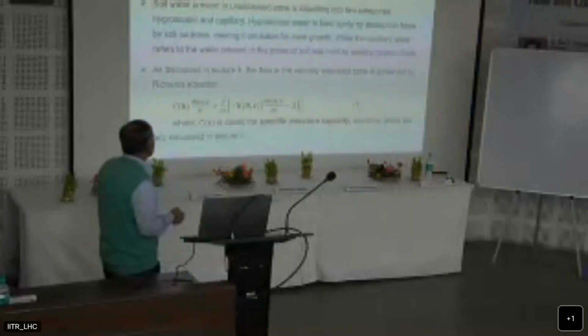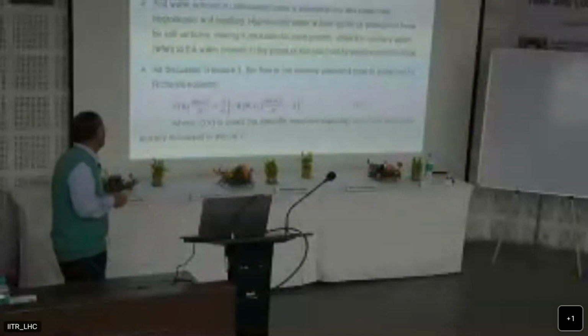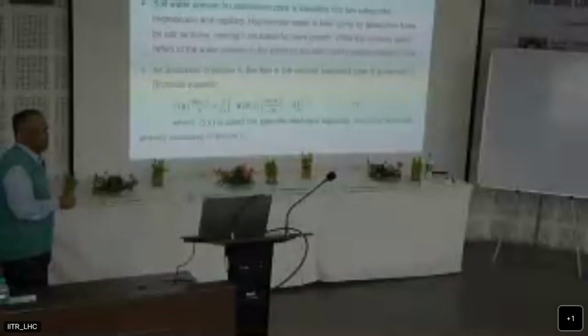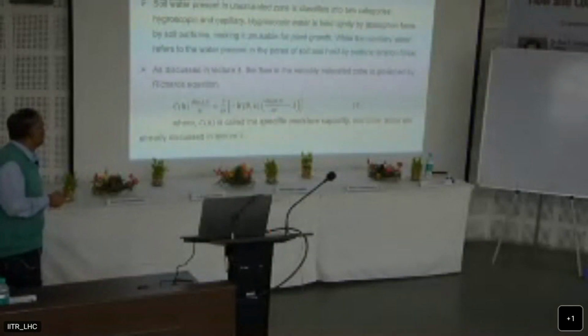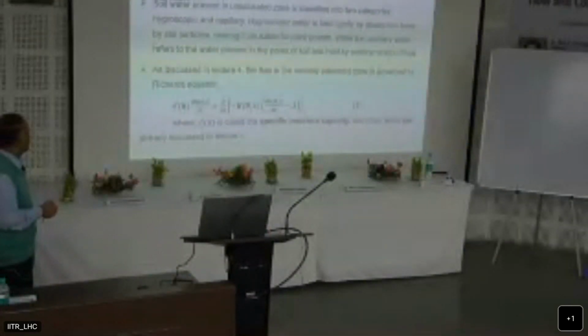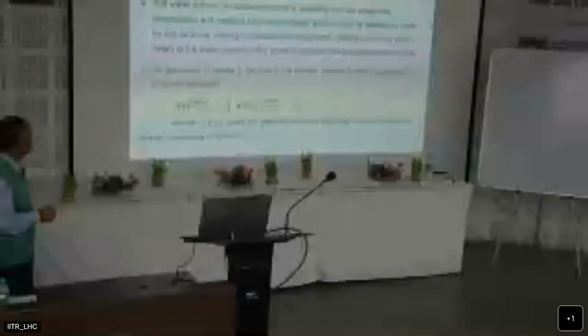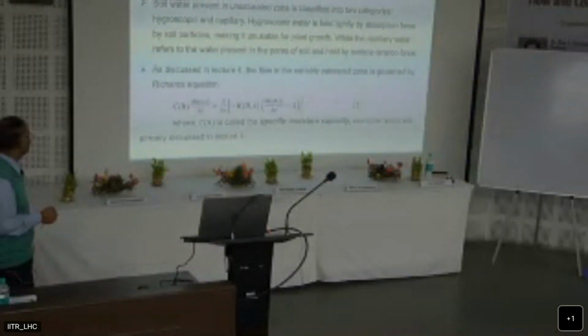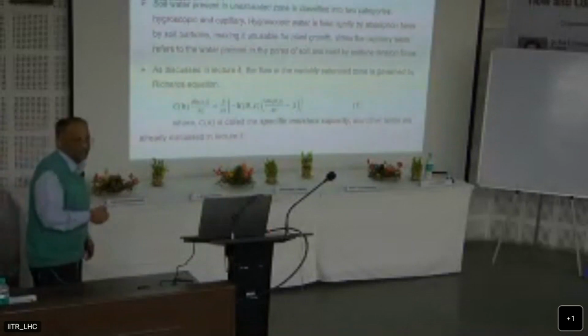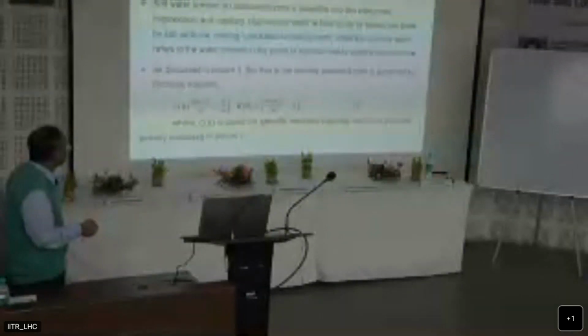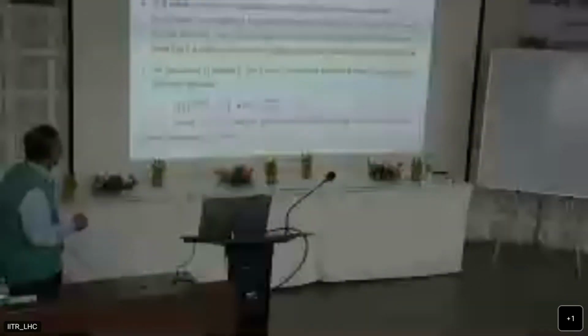It is in a pressure head based formulation where this is basically the vertical flow. K is the hydraulic conductivity, H is the pressure head, z is the vertical coordinate, and C is the soil moisture capacity, which is equal to d theta by dH. The derivation of this we have seen in previous lectures, so I'm not going to repeat it.